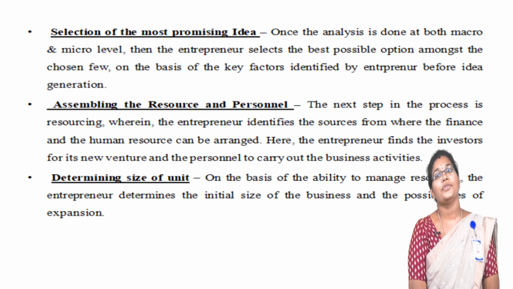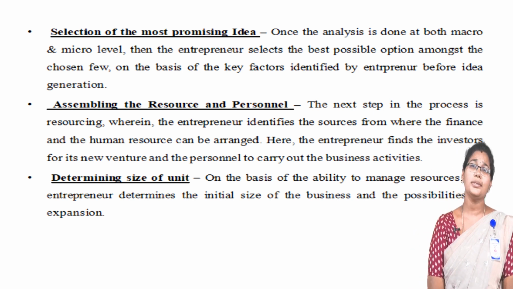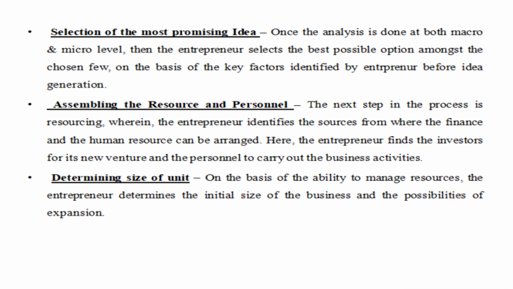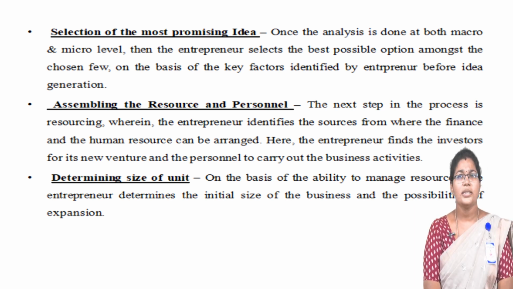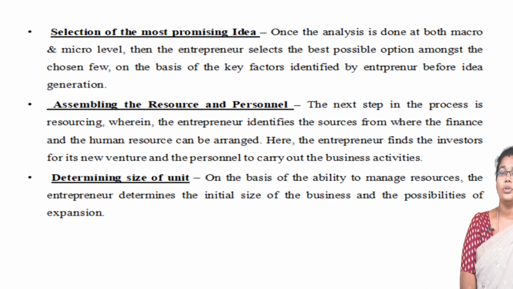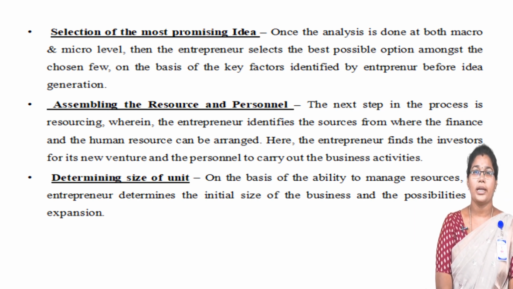Next one is selection of the most promising idea. Once the analysis is done at both macro and micro level, then the entrepreneur selects the best possible option among the chosen few on the basis of the key factors identified by the entrepreneur before idea generation. So this is how to select the most promising idea.